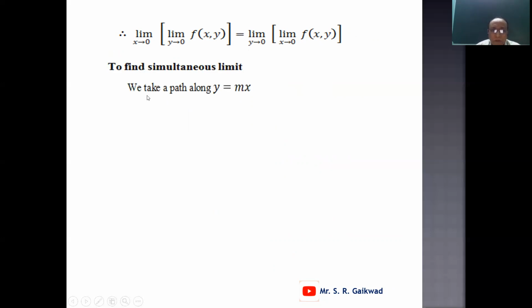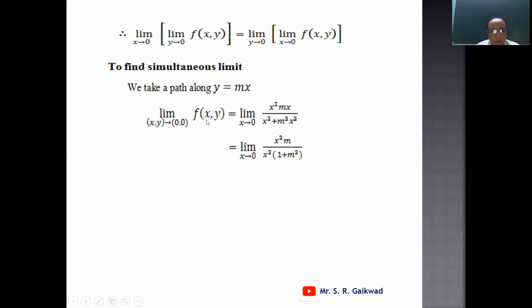First we take a path y equal to mx, and therefore limit of x comma y tends to 0 comma 0 of f of x comma y equals limit as x tends to 0. In the given function, we put y equal to mx. We get x square into the value of y, which is mx, upon x cube plus the value of y cube, which is m cube x cube. And therefore equals limit as x tends to 0.